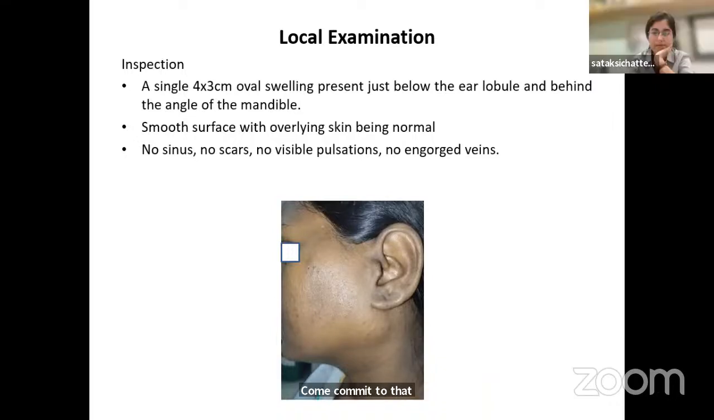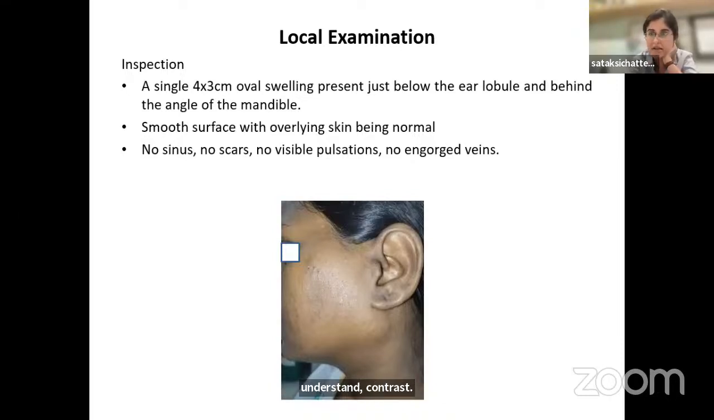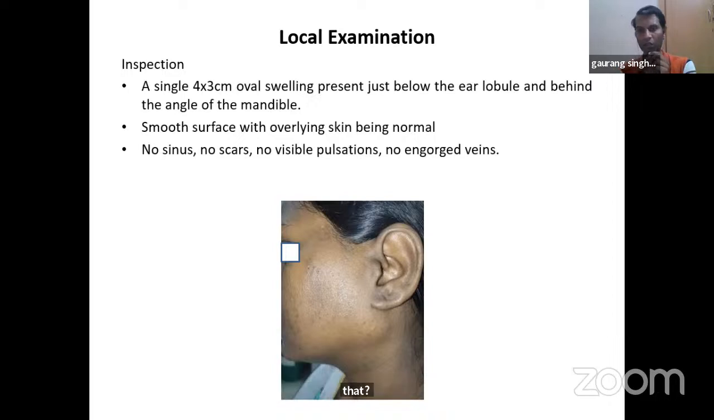Dr. Chandramohan, we missed that bit where you mentioned your initial workup and imaging before FNAC. What would you like to do for this patient? With regard to imaging, I would like to undertake contrast MRI. Since you mentioned that you felt it is a benign neoplasm, what are your thoughts on how you proceed for imaging? When will you do MRI? When will you do anything else? Anything lesser than that? Anything more than that? Because it's a soft tissue tumor, I would opt for MRI only. Anything less than that won't be good to undertake for this patient.